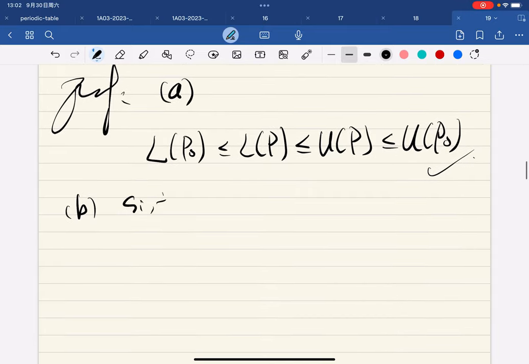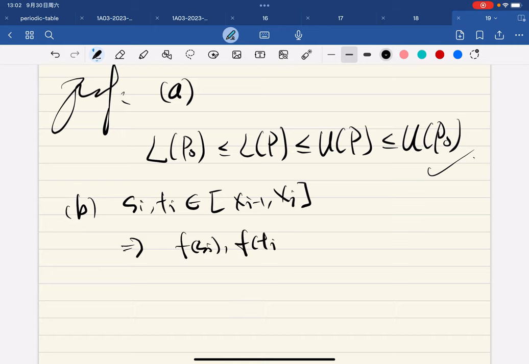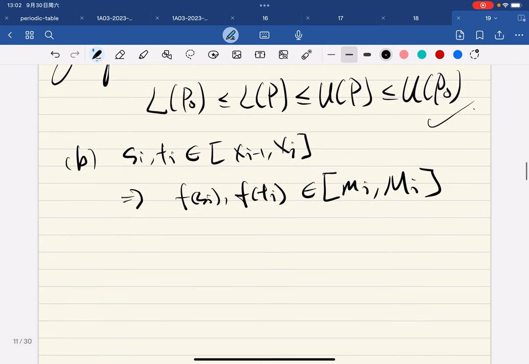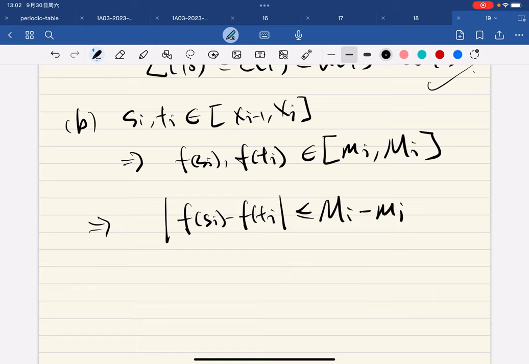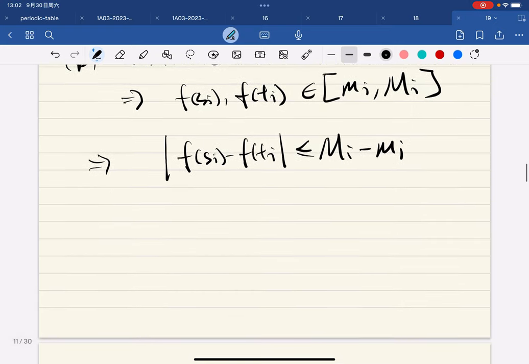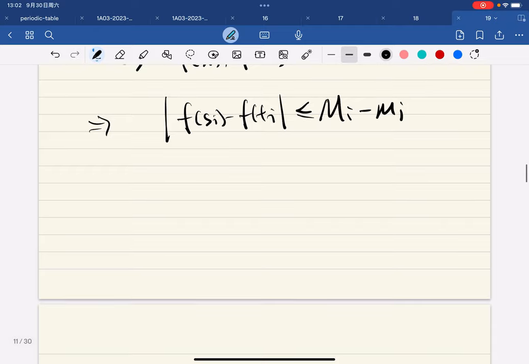So if si and ti are in [x_{i-1}, x_i], then we have that f of si and f of ti are in between this, the supremum and infimum of the output. Well, this means that their distance is less than or equal to Mi minus little mi. It lies in between them, so their distance must be less than the length of the entire interval. Well, we have not defined length yet.